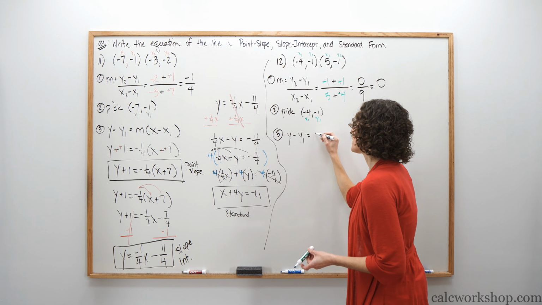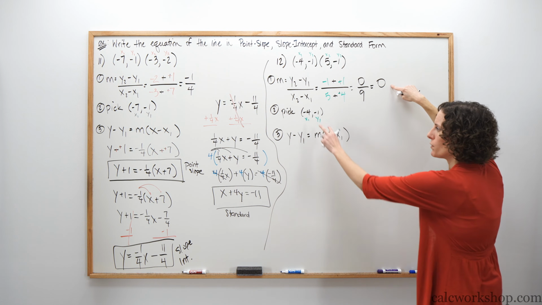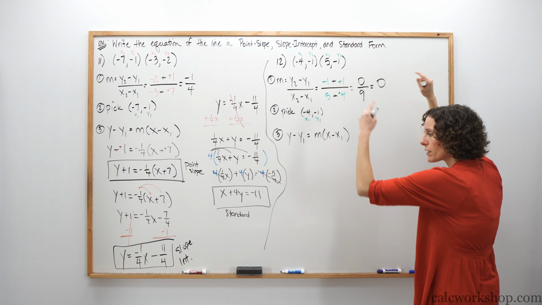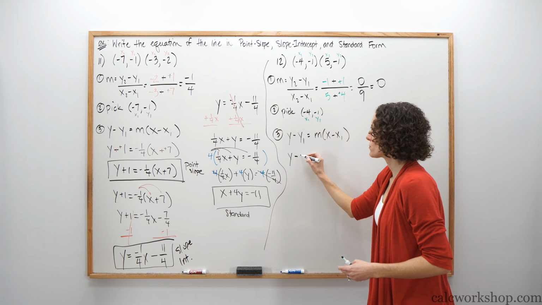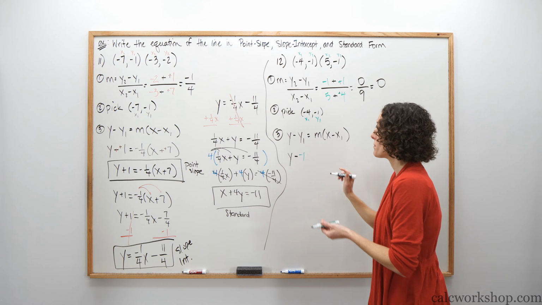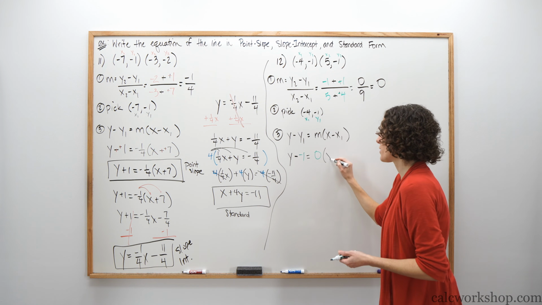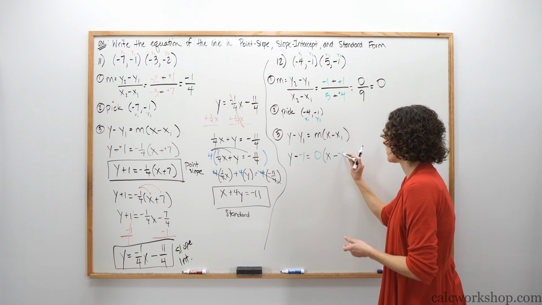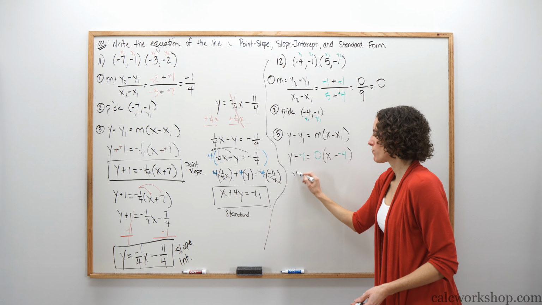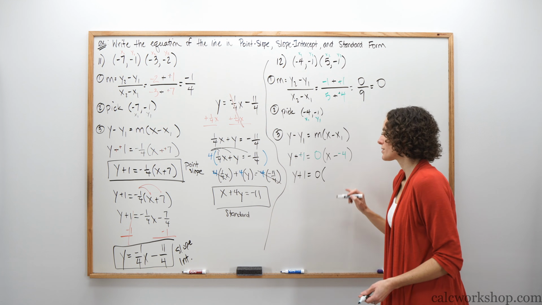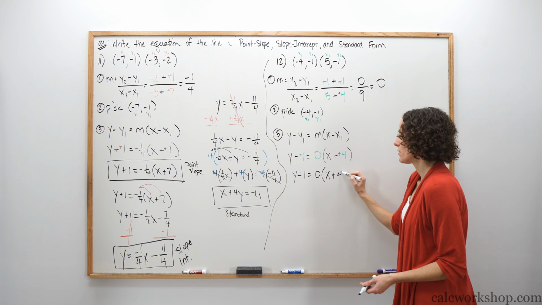Y minus y1 equals m times x minus x1. We have our m. We have our point, x1, y1. Let's drop it on in. We have y minus, we've got that negative 1 there, so y minus negative 1 equals m, which is 0, times the quantity x minus x1, which is negative 4. Now, two negatives make a positive, and we have y plus 1 equals 0 times x minus a negative 4, two negatives make a positive, and we've got x plus 4.